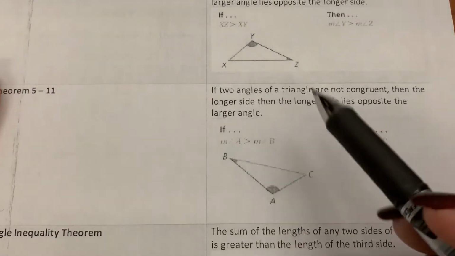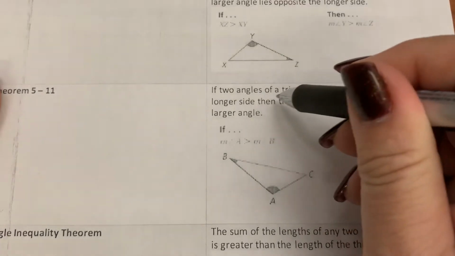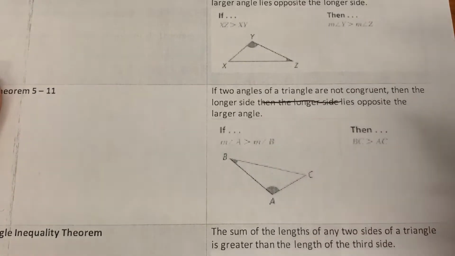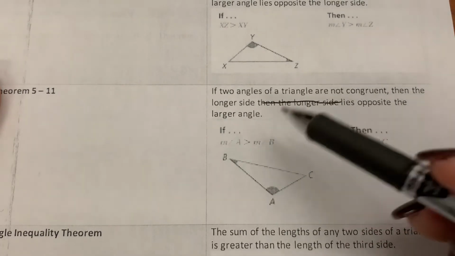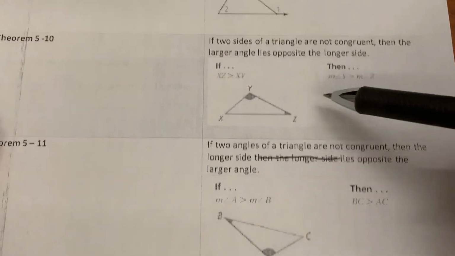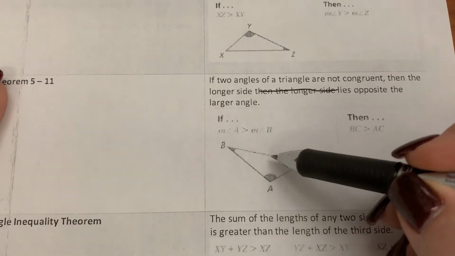If two angles of a triangle are not congruent, then the longer side lies opposite the larger angle. So this is just the reverse of this one right here. So whichever is bigger, the angle is opposite the biggest side.